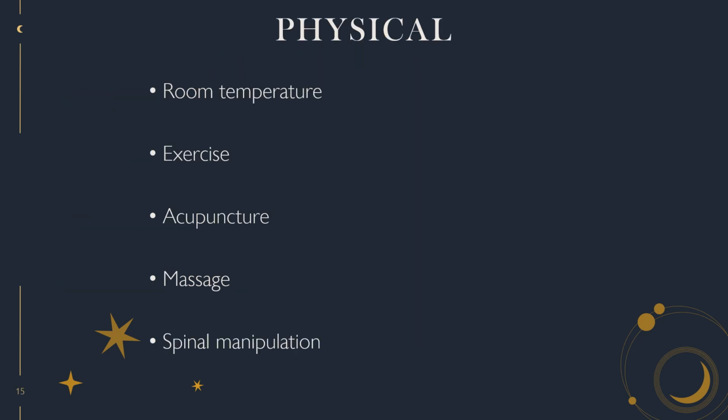Now we're going to talk about some physical approaches to a better night's sleep. Room temperature. The best room temperature for sleep is between 60 and 70 degrees. Some studies even have a more specific room temperature at 65 degrees. A cooler temperature is the ideal environment to fall asleep and remain asleep throughout the night.